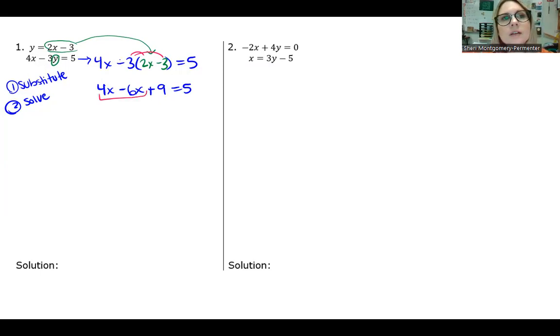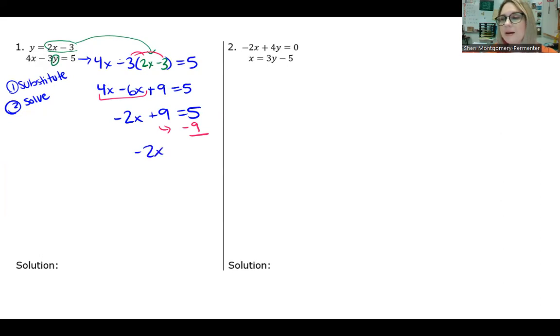So I have 4 minus 6, or -6 plus 4, either way. -2x plus 9 equals 5. This is a 2-step problem. 2 steps, 2 things by the x, 2 steps. So what do I take care of first? The 9, very good. So I need to subtract 9.